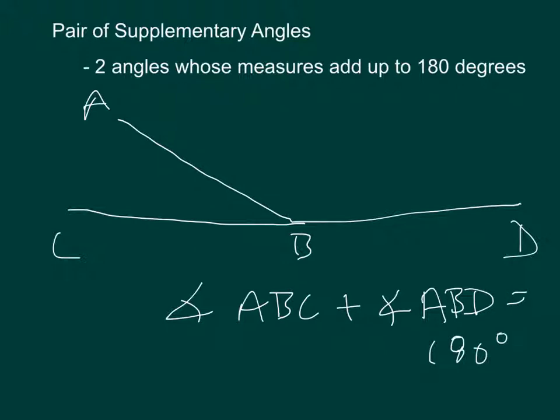Now you'll ask, why is that? Well, we know that the degree measure of a horizontal line is 180 degrees. Therefore, when we add in ray AB, we create the two angles ABC and ABD. We'll call those 1 and 2, and they must add up to 180 degrees. Therefore, the two angles are supplementary.